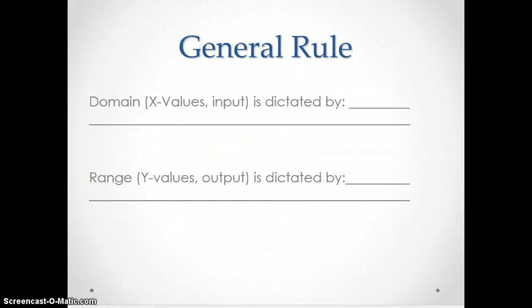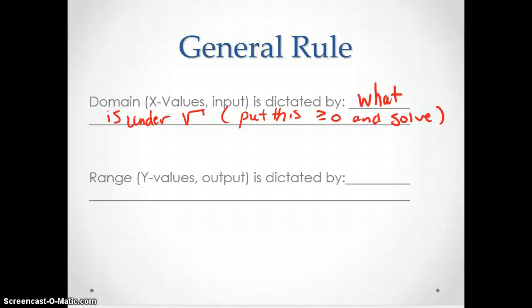As a general rule, we can say that our domain, or the possible x values that we can plug in, is dictated by what is under the square root. We take that value, whatever it might be that's under the square root, and put it greater than or equal to 0, and solve it out to find what x values we can plug in that will give a positive number under the square root.